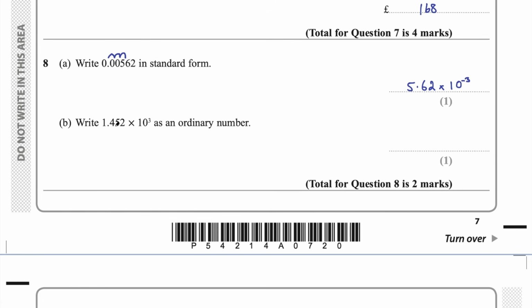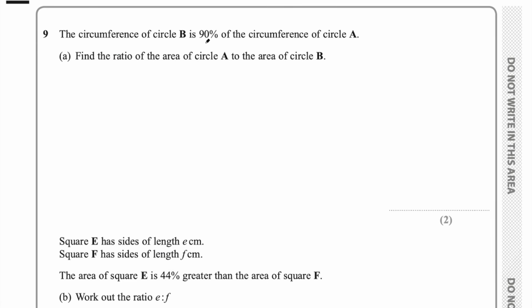Part B says write 1.452 times 10 to the 3 as an ordinary number. So when we're multiplying by 10 to the 3, that's multiplying by 1,000. 1.452 multiplied by 1,000 is 1,452. And that was question 8 for 2 marks. Question 9 says the circumference of circle B is 90% of the circumference of circle A.